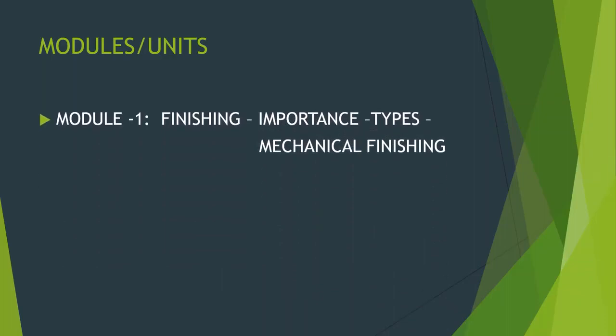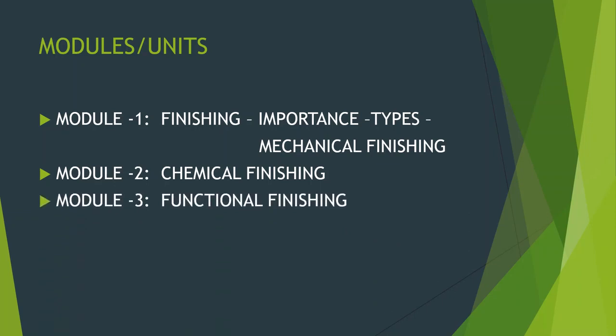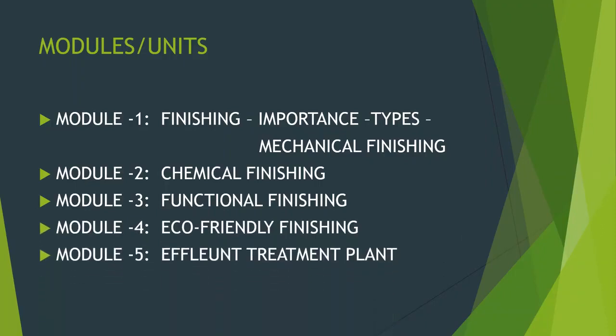The first unit, or first module, consists of what is finishing, importance, and types of finishing. And also in unit 1, we are going to learn about mechanical finishing. Unit 2, that is module 2, contains chemical finishing. And module 3 consists of mechanical finishing. And module 4 describes eco-friendly finishing. And module 5 is going to discuss the effluent treatment plant.